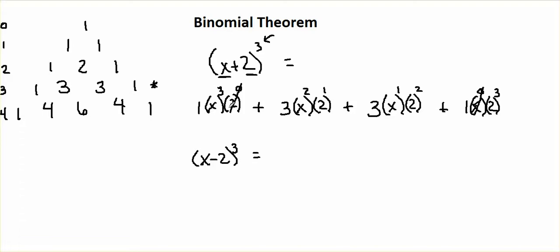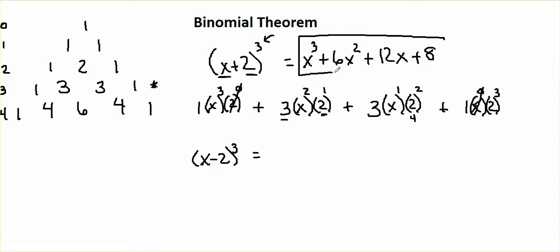1 times x raised to the third power is just x cubed. Next, x squared. Now we have 2 numbers that we have to multiply. 2 to the first power is 2. 2 times 3 is 6. That's a positive 6, and our variable is going to be x squared. Here we have 2 numbers again, but 2 squared is 4. 3 times 4 is a positive 12, and x to the first power is just x. And then our last term, 2 cubed, is 8. So the answer to this problem is this polynomial right here.